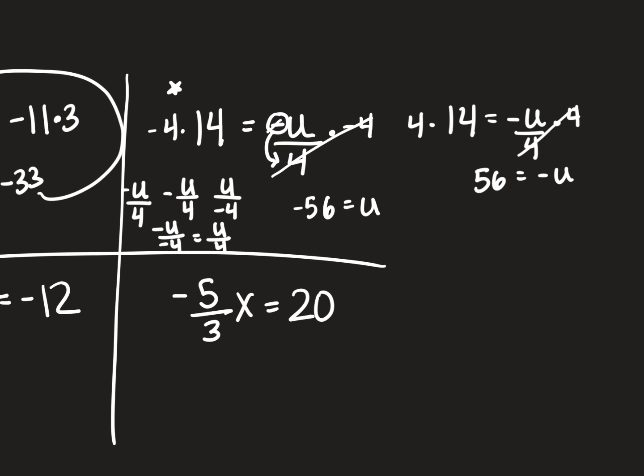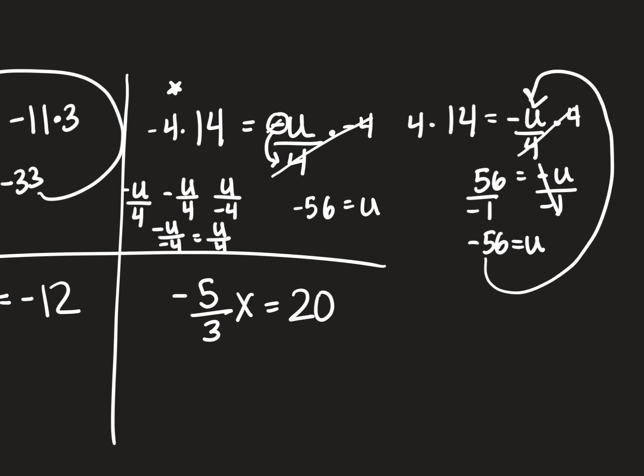In order to get rid of that negative sign, because I don't want to know what a negative variable equals, I want a positive, I can divide by -1 and get the same answer, u equals -56. We can double check that by plugging it back into the original equation. A negative -56 is a positive 56, and 56 divided by 4 is 14.